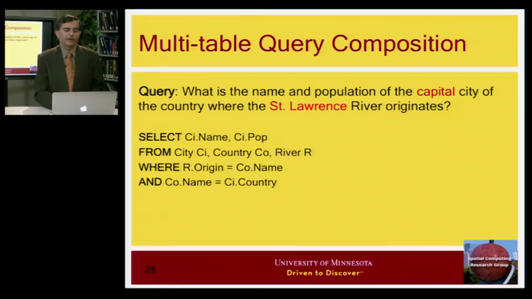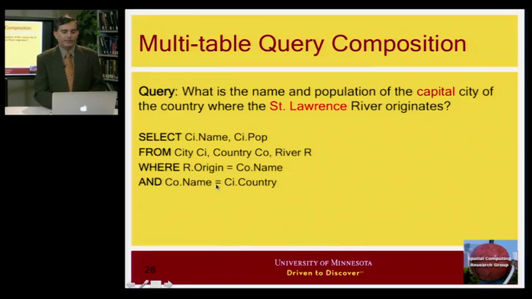Okay. So one part is to say what's in the result, and this is saying we are asking for the name and population of the city, right? So name and population of the city, CI is the alias for the city. Okay. What else is missing here, right? So we combine the tables, we are getting name and population.